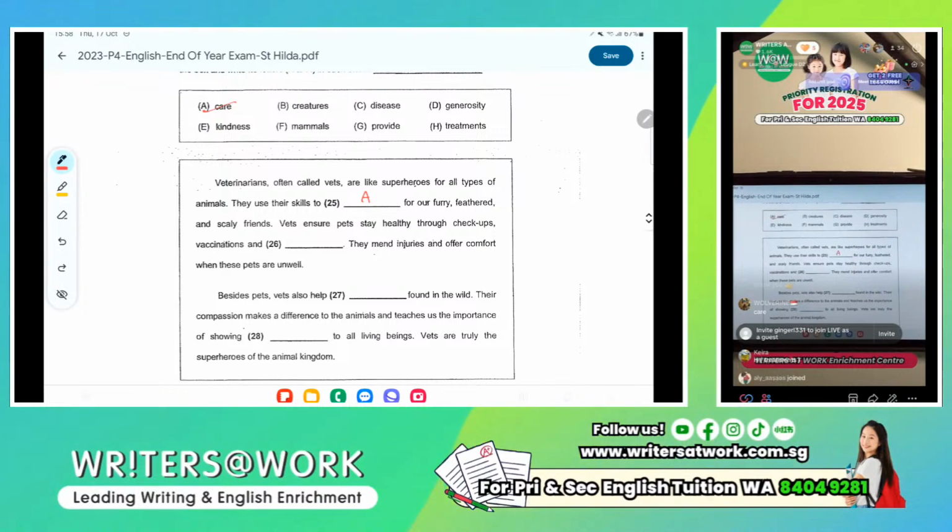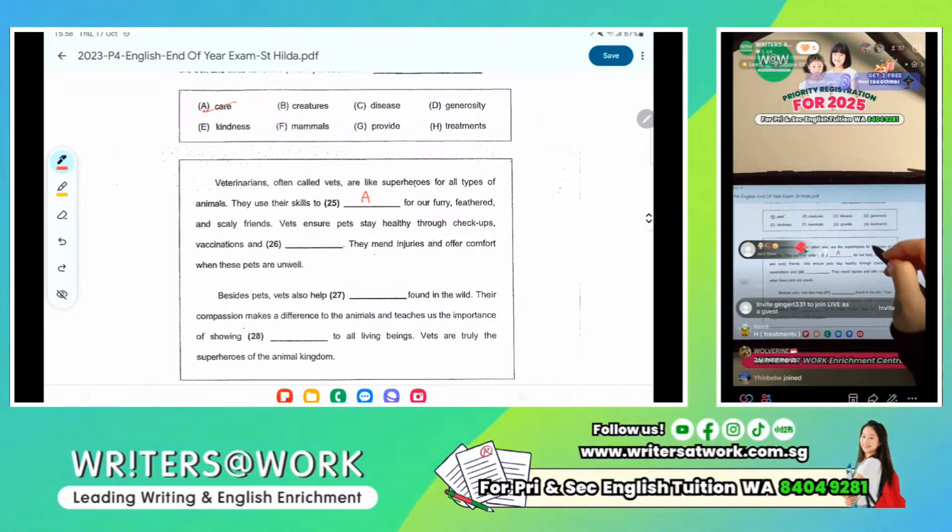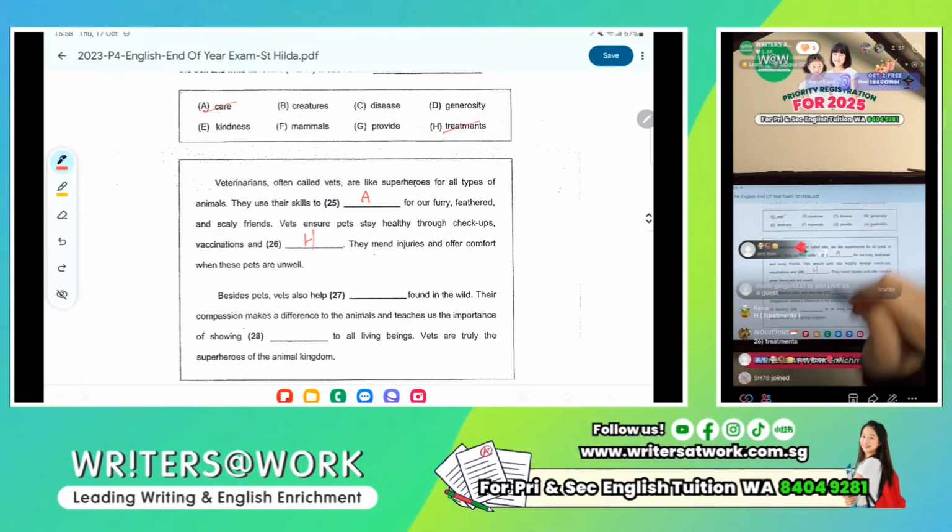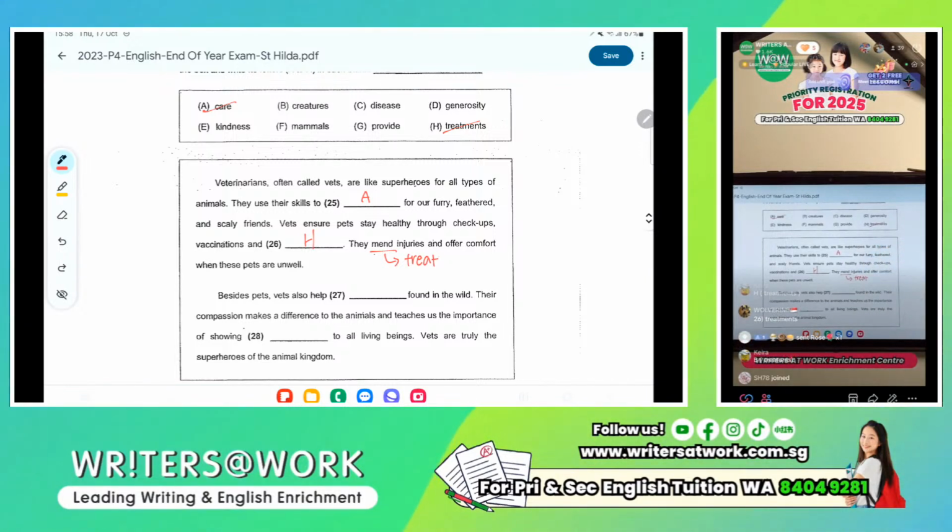Okay, what is the answer? H, treatments. Right. Any more answers? Okay, Kira and Rain say treatments. Okay, that is correct. Okay, H. They mend injuries and offer comfort when these pets are unwell. Right, mend injuries means they treat. Okay, this is treating the injuries, right, to make them heal.